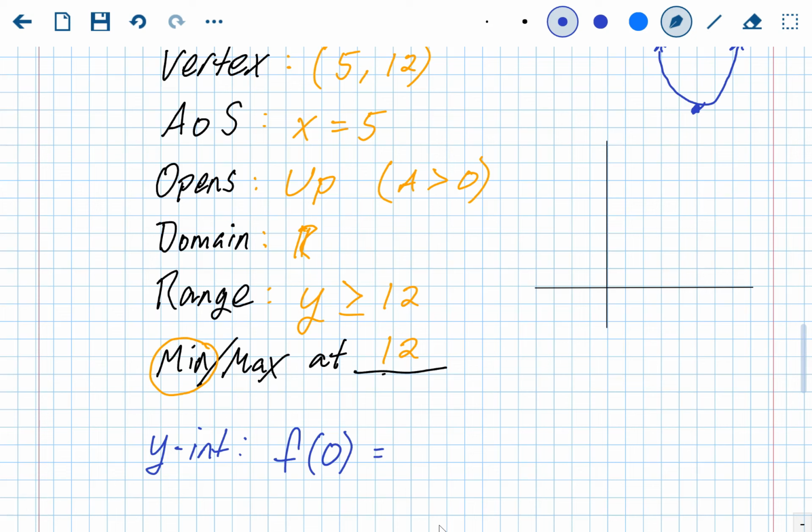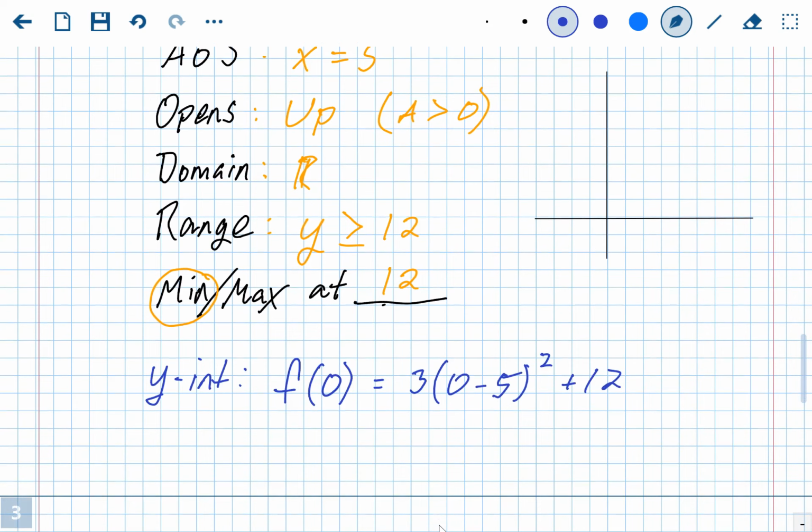All right, but we'll plug in 0 for x. 3 times (0 minus 5) squared plus 12. It's going to be 5 squared, 25, times 3 is 75, plus 12 is 87. Yeah, so that's big. So we get a y-intercept of 87. 0 comma 87. Good luck graphing that.